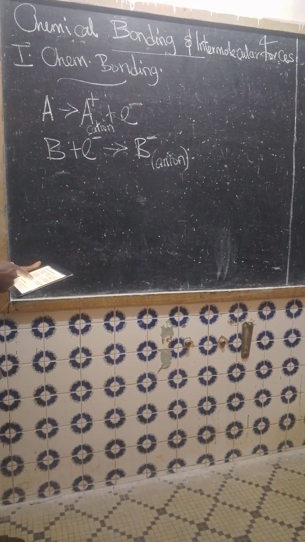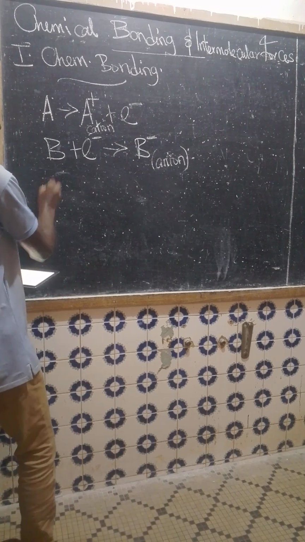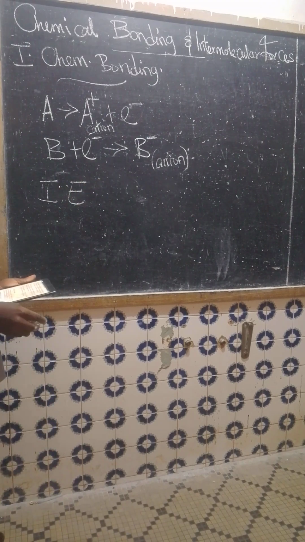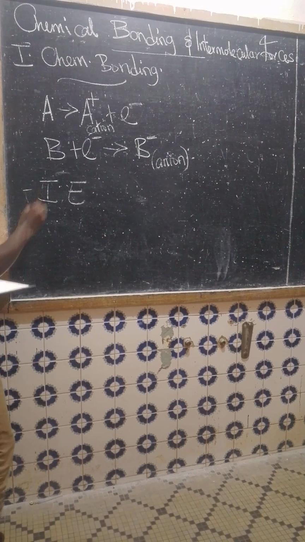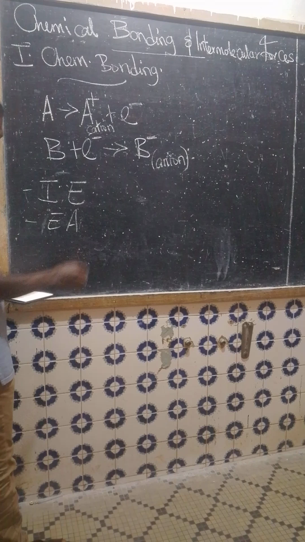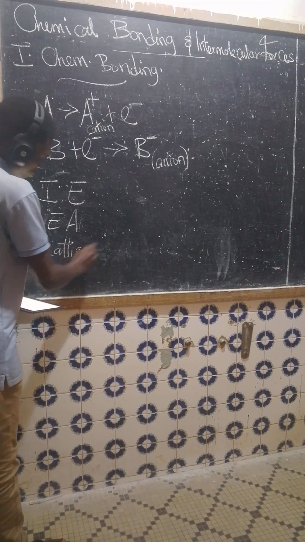Now, factors that affect the formation of ionic bond. I'll talk about three. I'll talk about ionization energy, IE. I think it's not your first time hearing about ionization energy. I'll also talk about electron affinity. Then I'll talk about lattice energy.